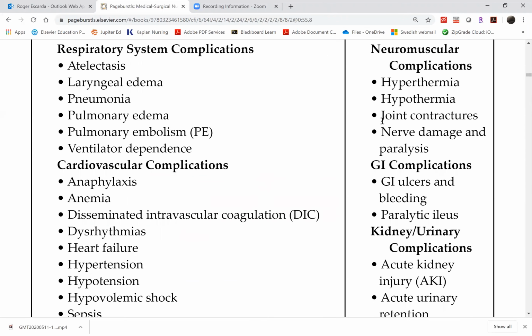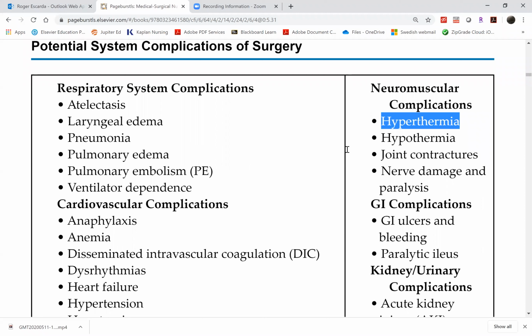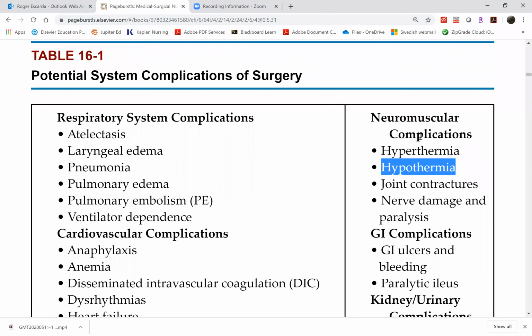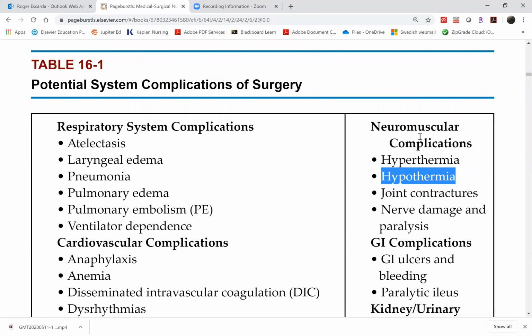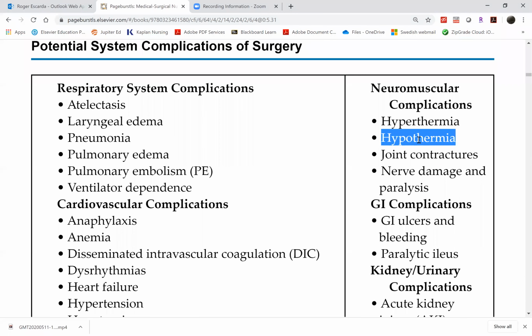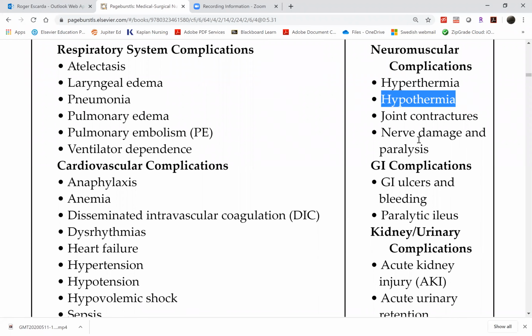Neuromuscular: here's hyperthermia. We're talking about malignant hyperthermia here, or hypothermia, which is more common, because have you ever heard of an operating room that is warm and cozy? Those places are freezing. Plus they give you a semi-private gown and your butt is laying on a cold stainless steel table. So the patient, of course, is exposed to hypothermia.